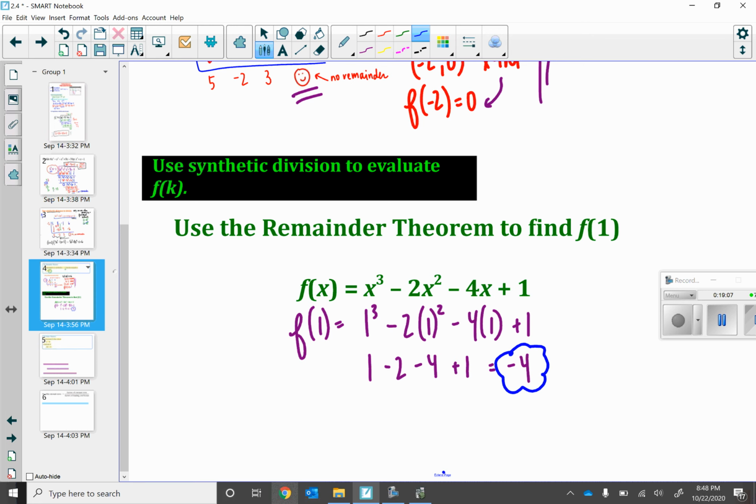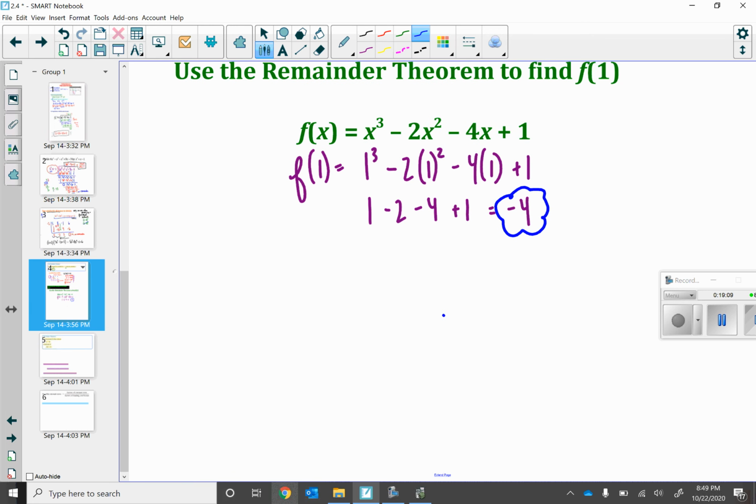We're going to do it another way, though, just to show that this remainder theorem works. Specifically, we're going to use synthetic division. So I get my coefficients, 1, negative 2, negative 4, and 1.